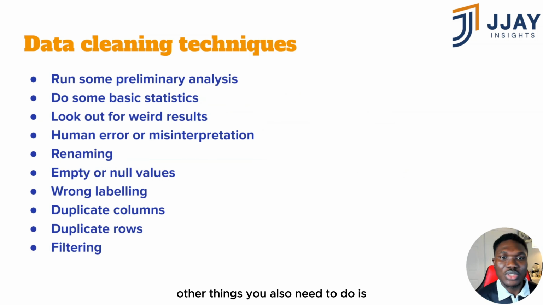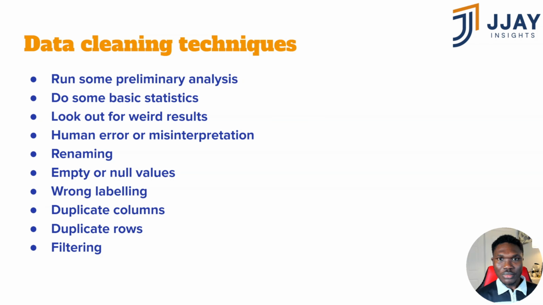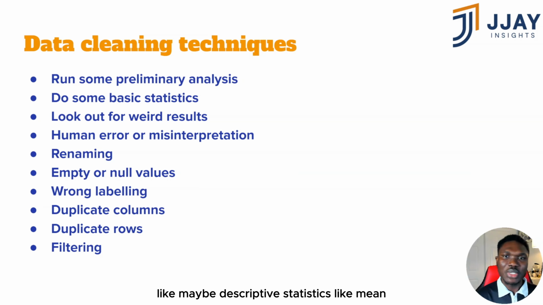Other things you also need to do is run some preliminary analysis. You probably might want to make sure you do things like the descriptive statistics, like mean, median, and mode, before you start to go into regression, classification, and all of those kind of things. So do something basic. It could even be as simple as some basic statistics. Look out for weird results.